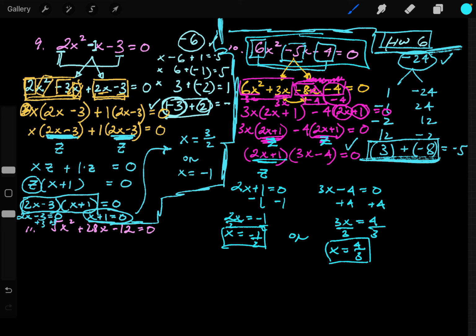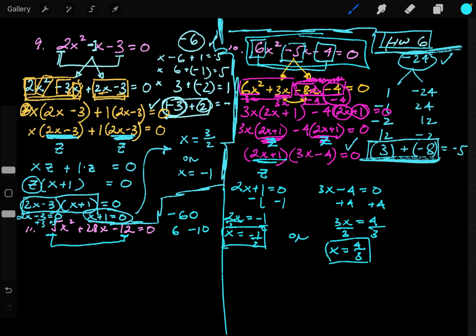And then lastly, I'm going to do this one fast. 5 times -12 to start. That's -60. I've got to find something that multiplies to -60 and adds to 28. 6 and 10 is no good. I'm going to try what else multiplies to -60. So what else do I need? I need it to be 28.